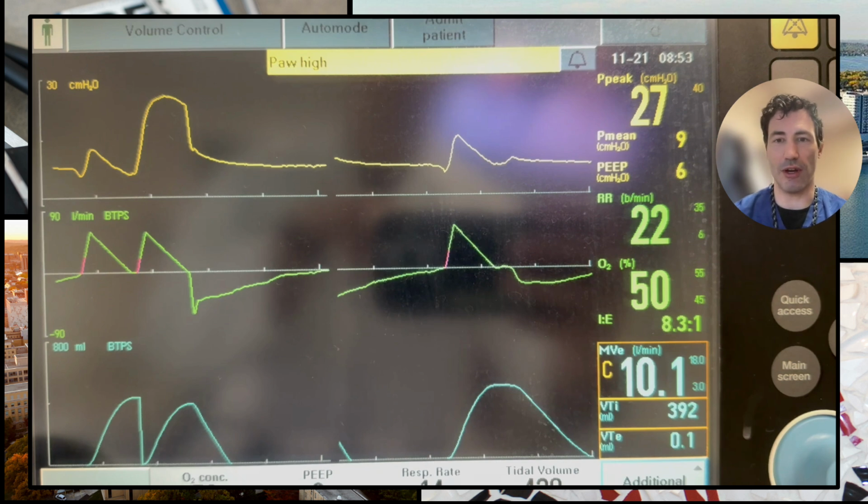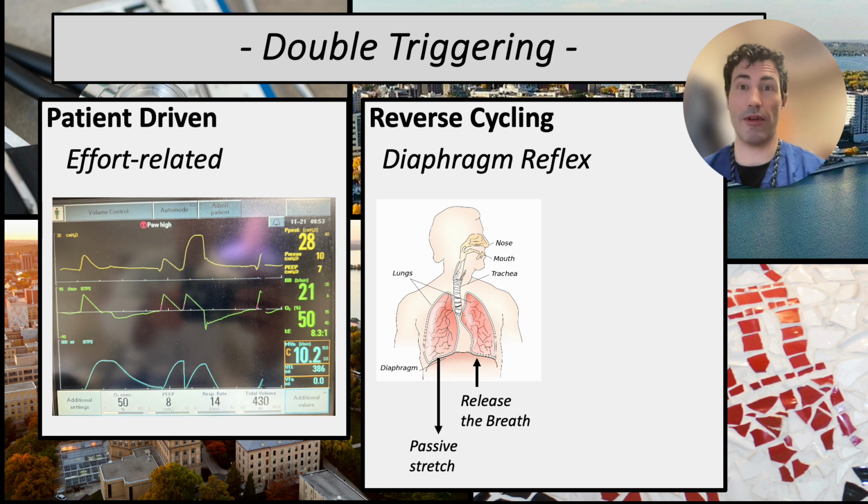It's called double triggering. Double triggering has real differences in its causes that change how we manage it. The two core things you need to think about for double triggering are when the patient is driving the phenomenon and when it's a reflex action of the diaphragm. Patient driven is effort related. You have a tiny tidal volume and they want more, or you have a metabolic acidosis and they're trying to breathe that acid off, or they're in pain and trying to breathe fast. Lots of reasons why the patient might want a higher minute ventilation or bigger tidal volumes.